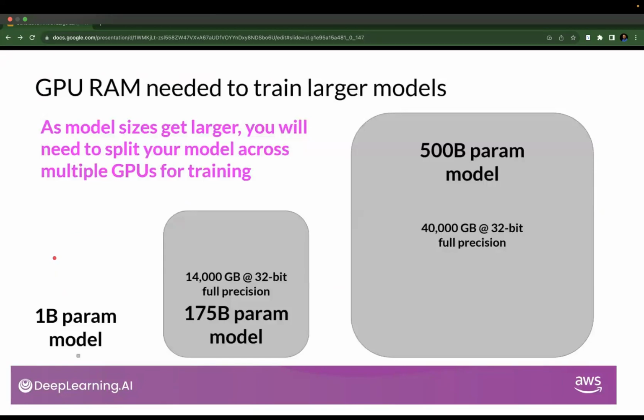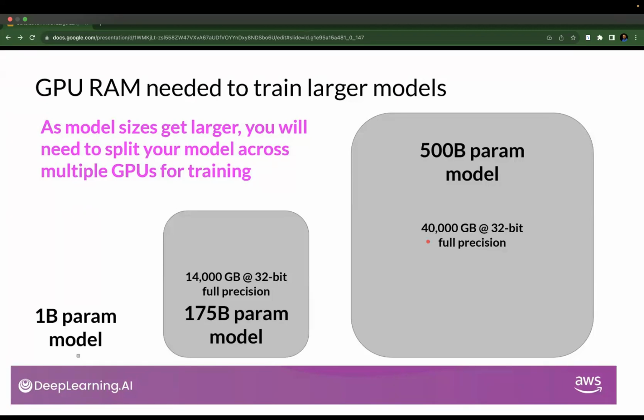So as the model size increases, quantization is one thing, but still it will not be enough to bring the memory requirement down sufficiently. For example, for a 500 billion parameter model, you will need 40,000 gigabytes, which is close to 40 terabytes of RAM if you use 32-bit precision. Even if you use 16-bit, your requirement will still be terabytes of RAM.